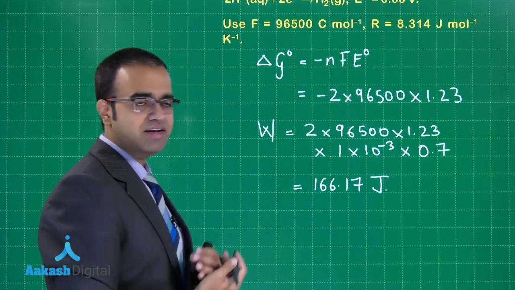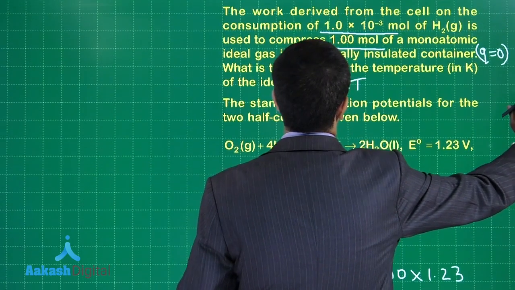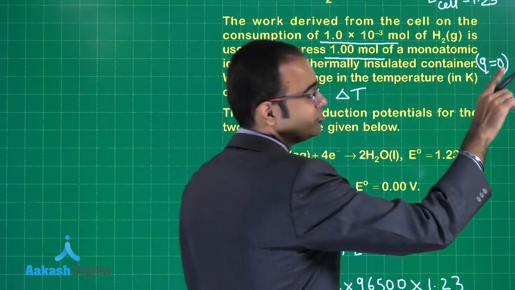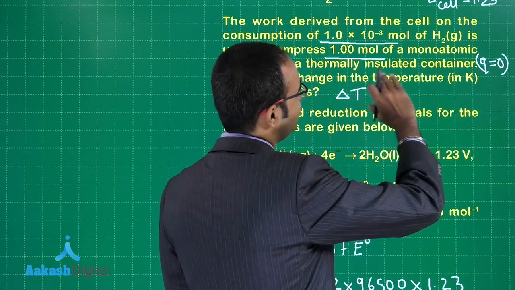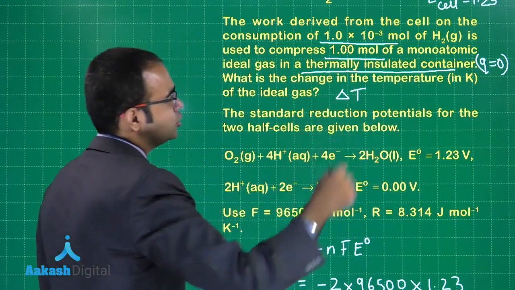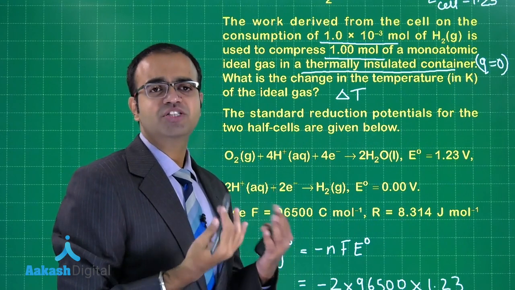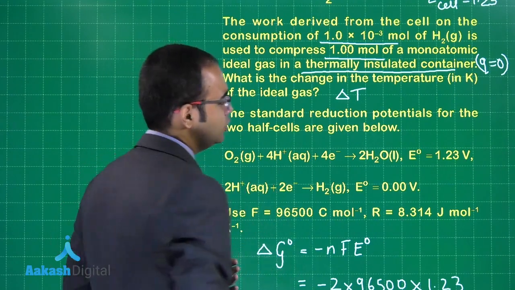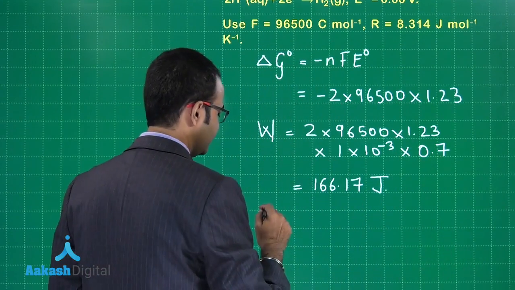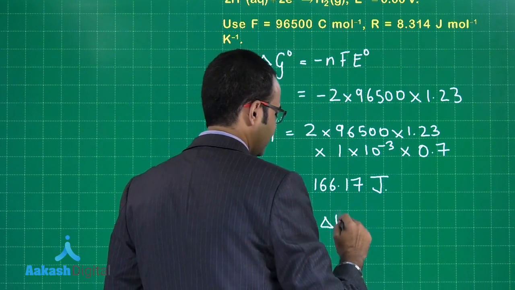Now what do we have to calculate? Let's see. We have to calculate delta T, guys. Q is equal to 0. It's a thermally insulated container, guys. So whatever work is done will be utilized for change in the internal energy, right? So if I go for this, W will be equal to del U.